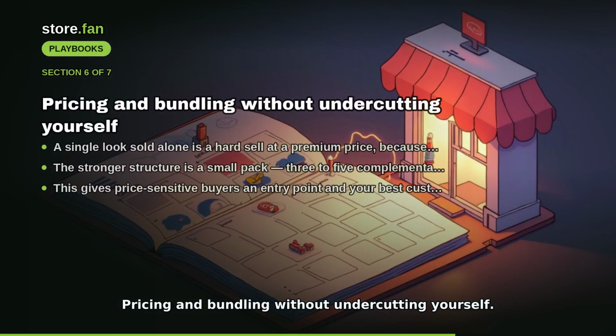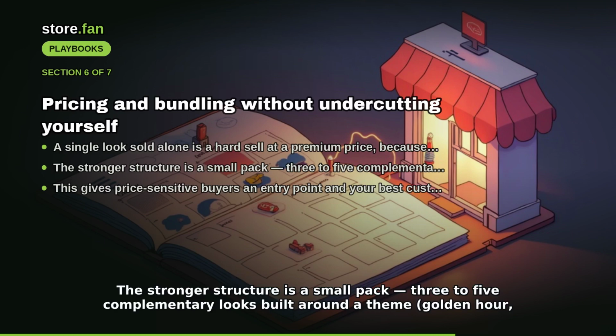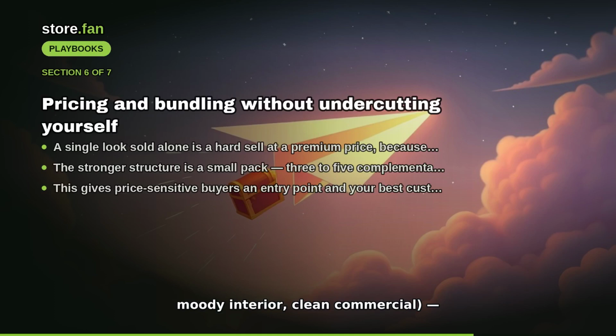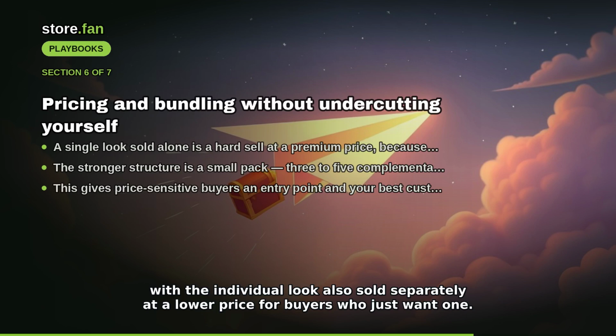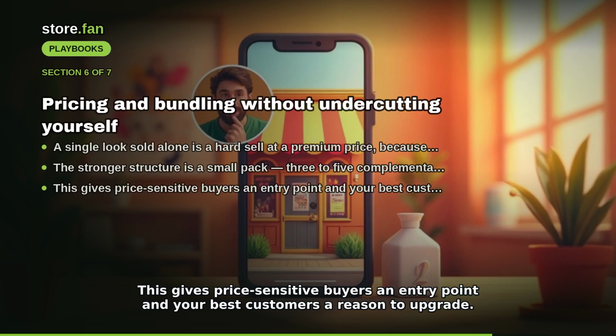Pricing and bundling without undercutting yourself. A single look sold alone is a hard sell at a premium price, because buyers can't tell if it's genuinely versatile until after they've paid. The stronger structure is a small pack, 3 to 5 complementary looks built around a theme: golden hour, moody interior, clean commercial, with the individual look also sold separately at a lower price for buyers who just want one. This gives price-sensitive buyers an entry point, and your best customers a reason to upgrade.